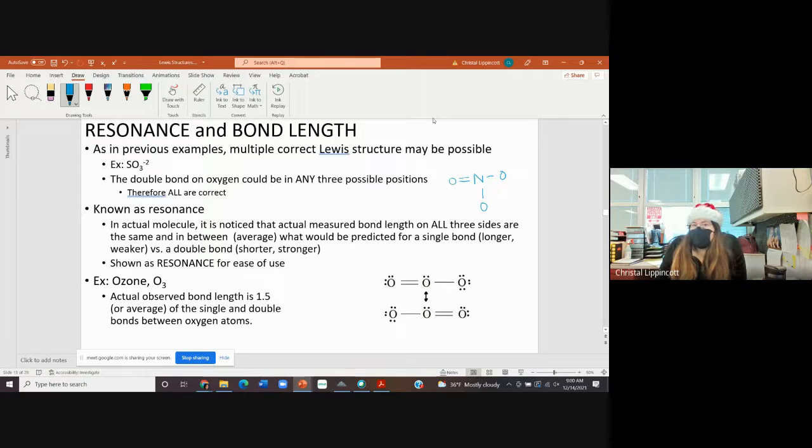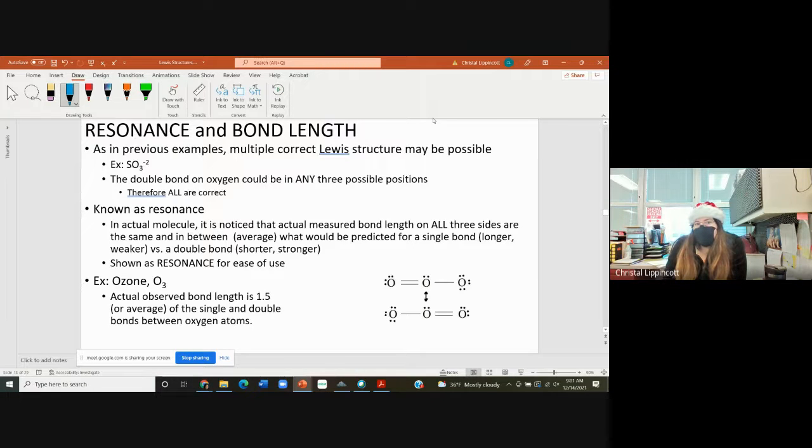but they all are actually correct. What's happening is that bond is kind of moving between these three locations. And that's known as resonance. So here's another example down below with ozone, okay? Ozone could be drawn with the double bond here, or it could be drawn with the double bond here. And you use an arrow to show that it kind of moves back and forth between these two structures. Make sense?